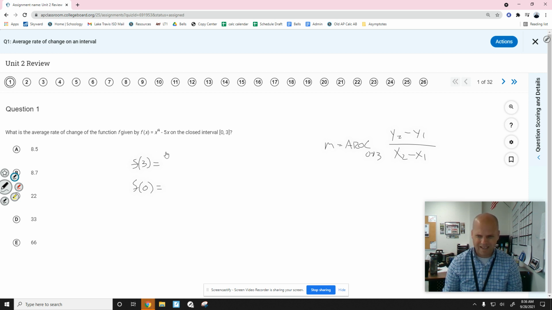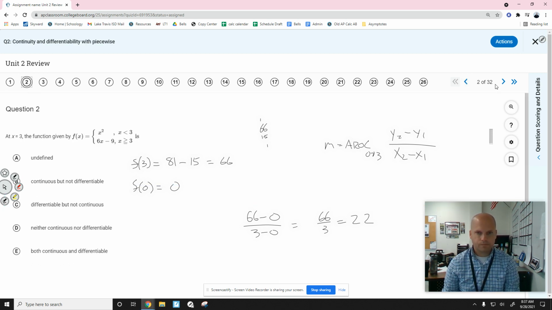3 to the 4th, 3, 9, 27, 81, minus 15, which is 66. Yep. And then 0 is 0. That's nice. So y2 minus y1 over x2 minus x1. 66 over 3 is 22. So I'm selecting C.